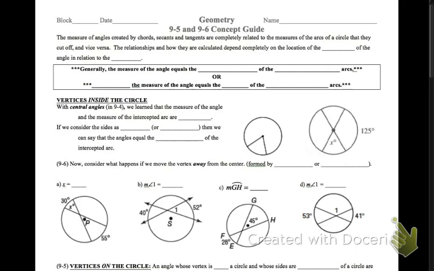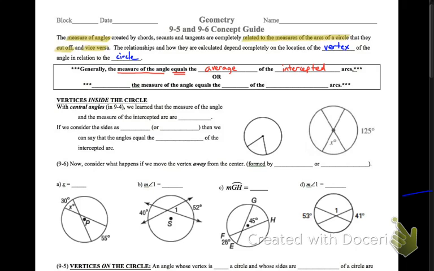So we've learned about chords and central angles here. But the chords and secants and tangents make angles, and those angles' measures are completely determined based on where the vertex is in relation to the circle. So whether it's at the center of the circle, whether it's just on the circle, or it's inside or outside the circle. This box right here is most of all that you're going to need to know with all of these angles. Generally speaking, the measure of the angle equals the average of the intercepted arcs.